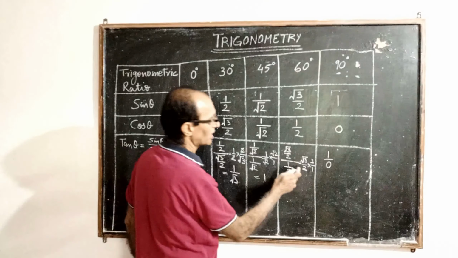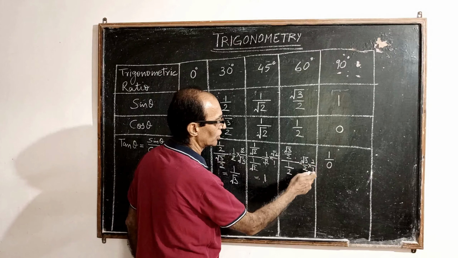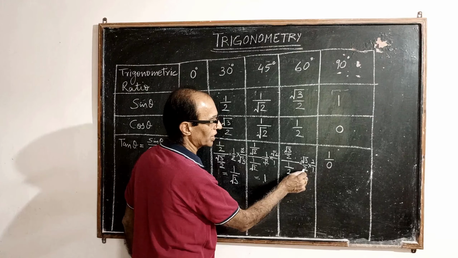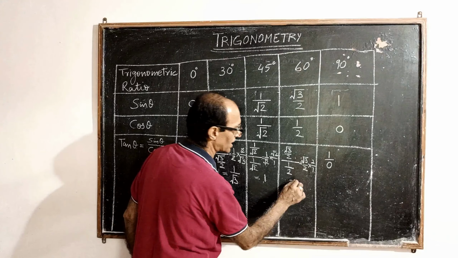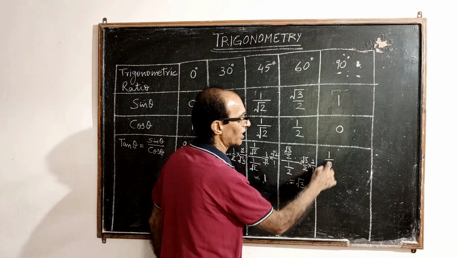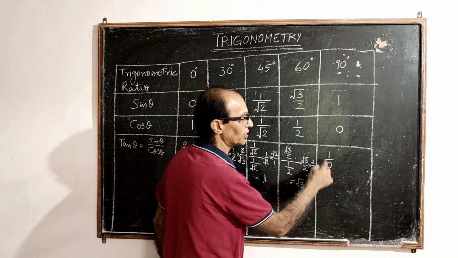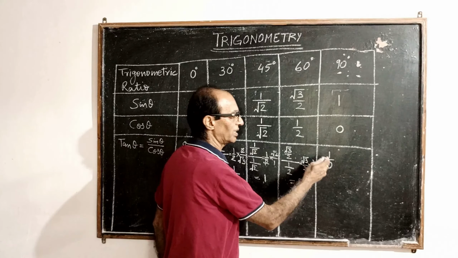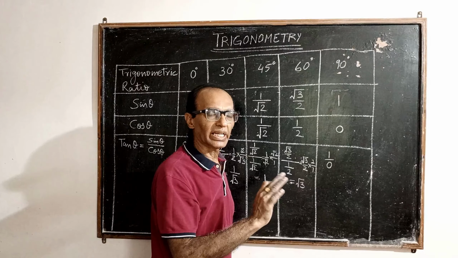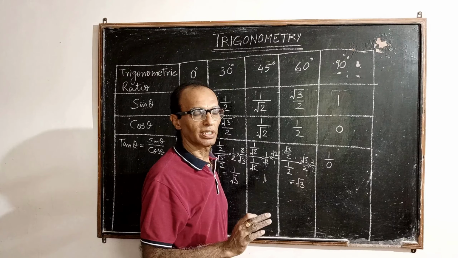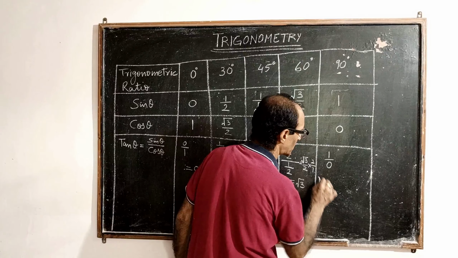Tangent 60 degrees. Under root 3 over 2 multiplied by 2. Now this 2 in the numerator, 2 in the denominator, that gets cancelled out. We get under root 3. 1 upon 0. In all our working, we say that when a number is divided by 0, that is not defined. We can't divide a number by 0. So we write that this is not defined.